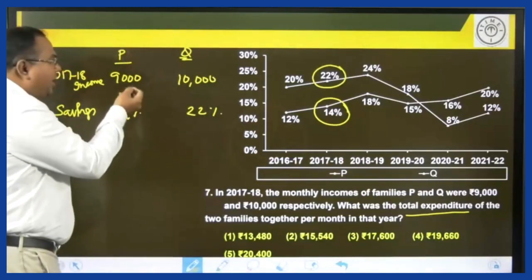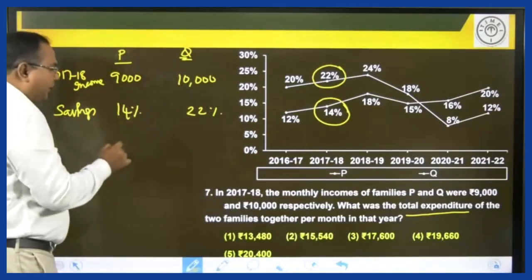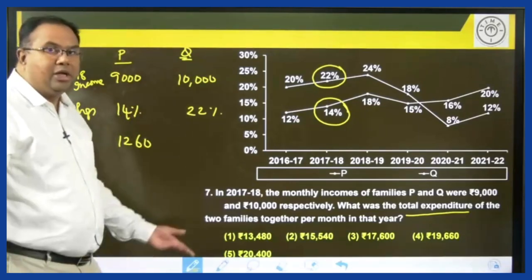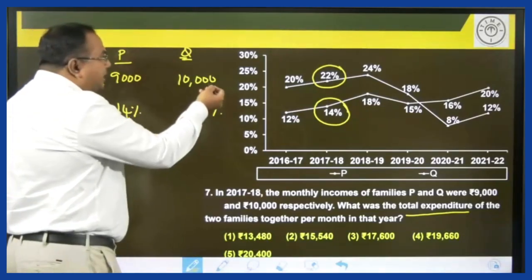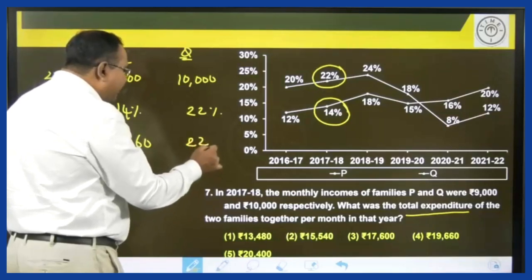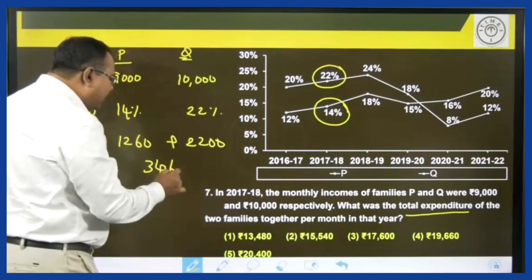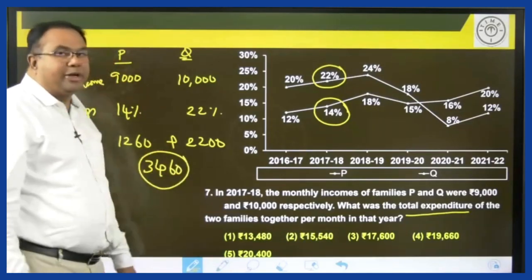14% is easy to calculate. Obviously, 2 zeros will get cancelled. 14 into 9, 126, 1260. 14 by 100 into 9,000. So, it is 1260. 22%, 2 zeros will get cancelled. 2200. So, friends, if I add this, it is 3460. What is 3460? This is my total savings.